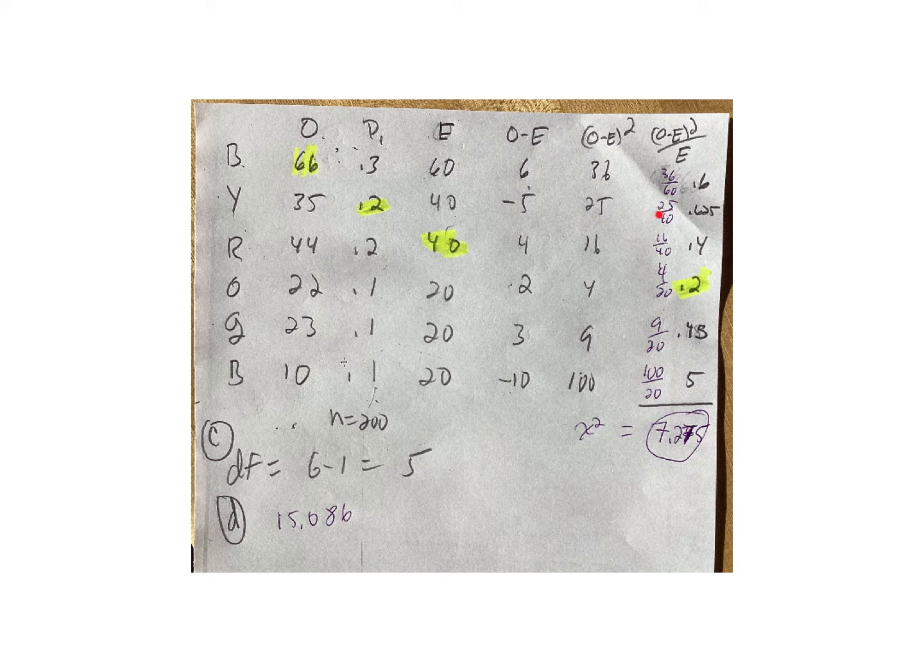I squared. I wonder if I did this one right. I don't know why I wrote 25 there. Oh, I see. Observed minus the expected. I don't know why I wrote that as negative. 35 minus 40 is negative 5. It should be 5, not negative 5. So I square that, I got 25. 25 over 40 is that decimal.